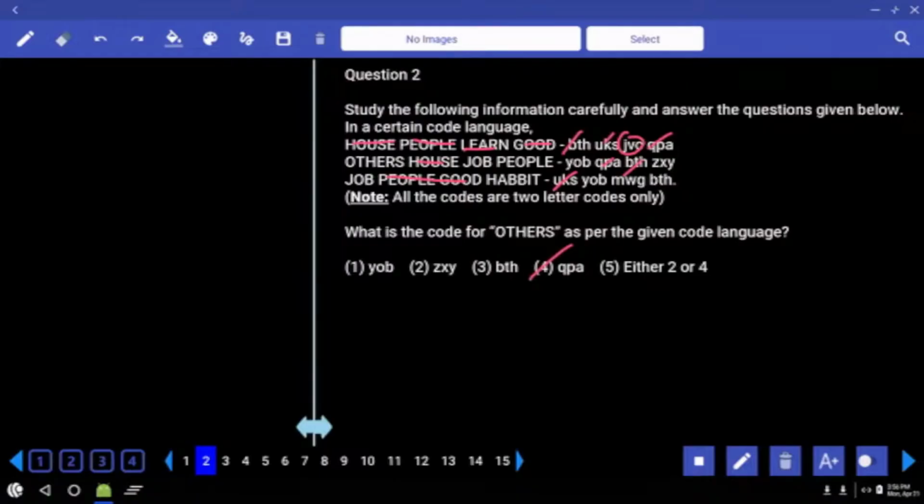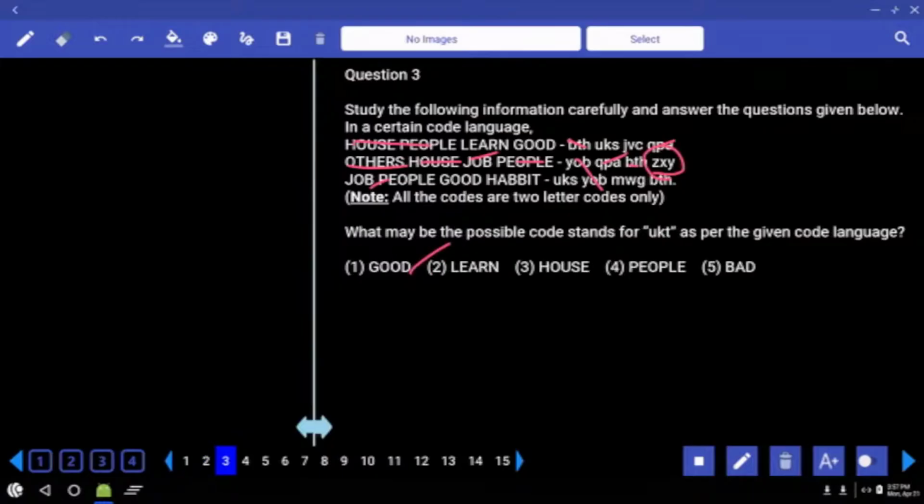Then coming to question number 2, others. And where is this word others here? Others is here. And others is here. House, job and people. House and people, house and people, and job and job. Again, others is the only word that is left over. And what is the code? Now in this one, YOB is common here, and QPA common, and BTH is common. What is left over? ZXY. And others, the code is ZXY, choice 2.